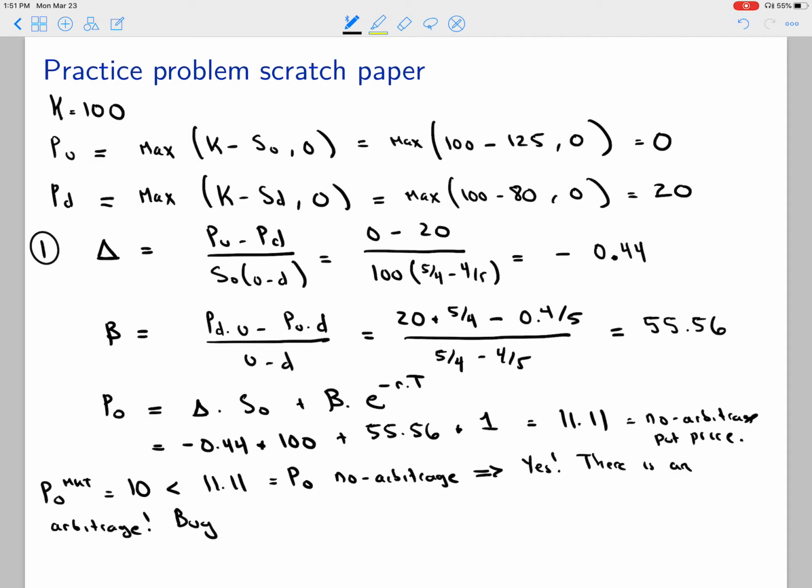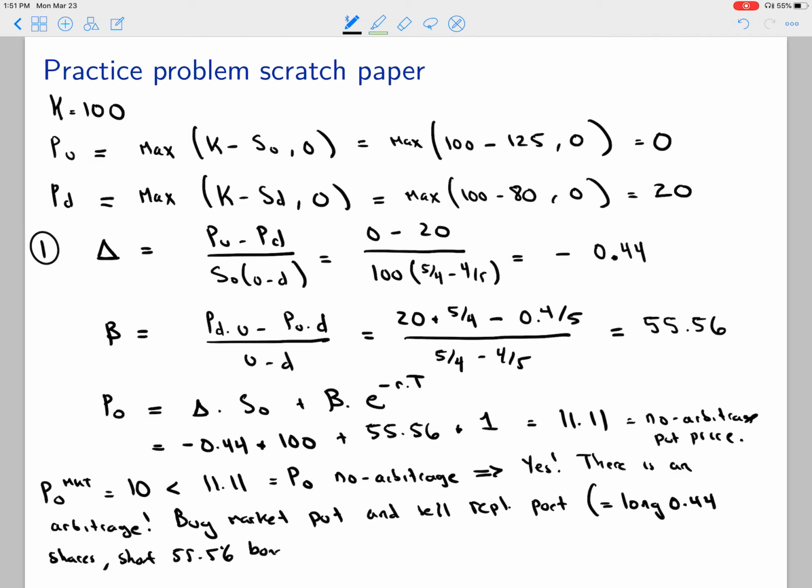We're going to buy the market put and sell the replicating portfolio. This is equal to, you're going to sell delta shares, so minus negative 0.44, which is long 0.44 shares, and you're going to sell beta bonds, so you're short 55.56 bonds to exploit the arbitrage opportunity.